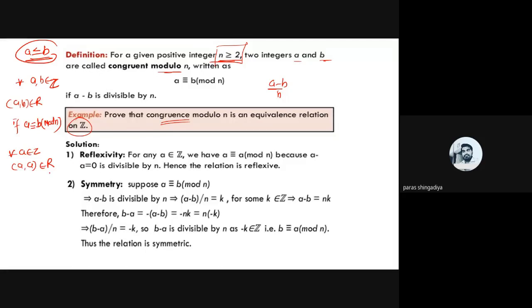And what is the meaning of congruent modulo n? The difference A minus B should be divisible by n. Then we can say that A is congruent to B modulo n. Here we consider A belongs to Z, and we have A congruent to A mod n because A minus A is equal to 0, and 0 is divisible by n. And hence it is a reflexive relation.